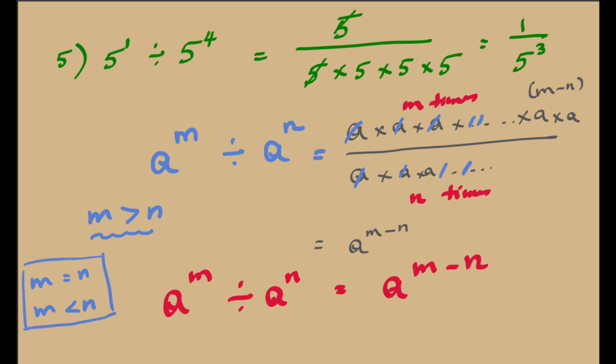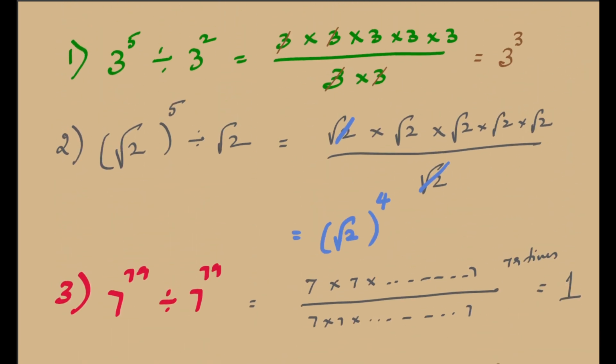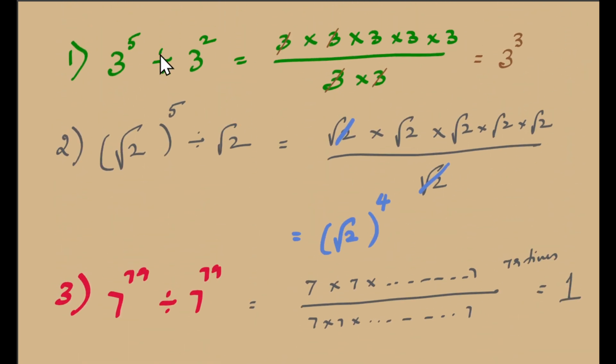So what about the example 1? 3 raised to the power 5 divided by 3 squared. If you apply your rule here, a raised to the power m minus n, or 3 raised to the power 5 minus 2 is equal to 3 raised to the power 3, and that is what you have obtained by division also.